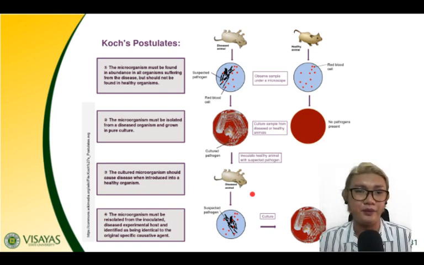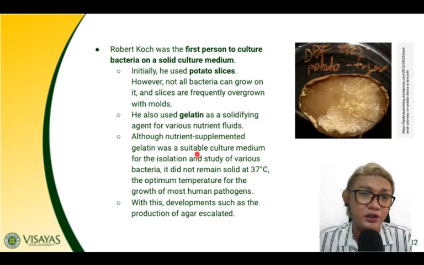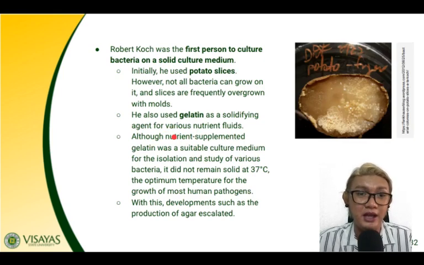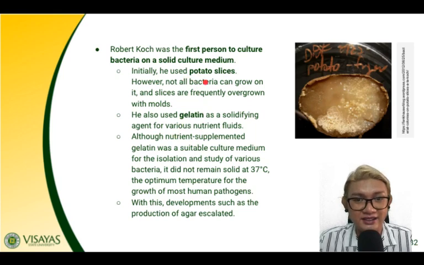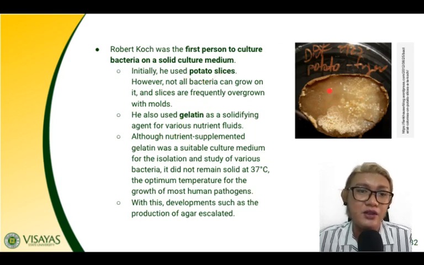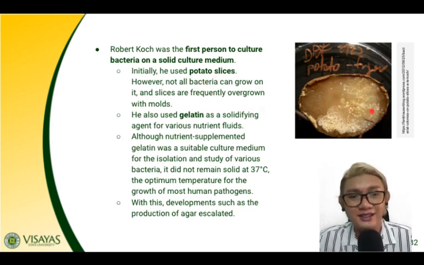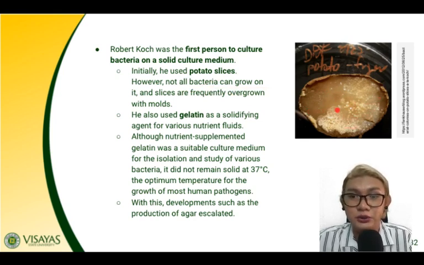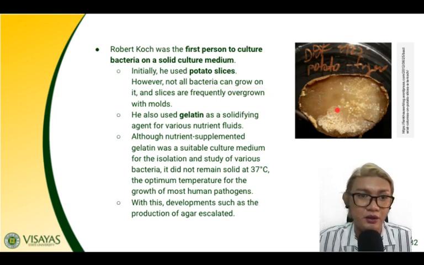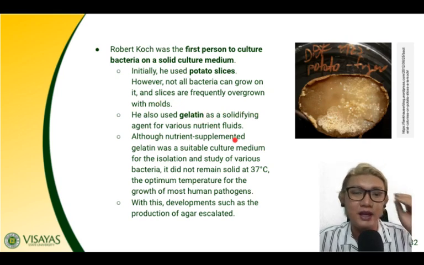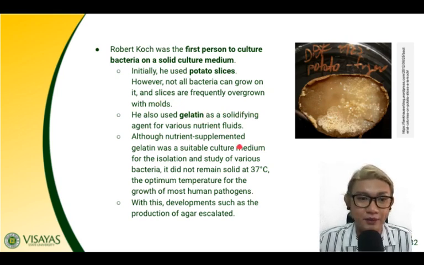microorganism well. Okay. Robert Koch was the first person to culture bacteria on a solid culture media. So he has a lot of contributions in microbiology. Initially, he used potato slices. However, not all bacteria can grow on it, and slices are frequently overgrown with molds. So it is not really a good culture media. So he also used gelatin as a solidifying agent for various nutrient fluids.